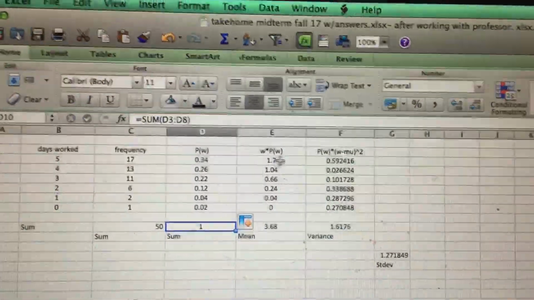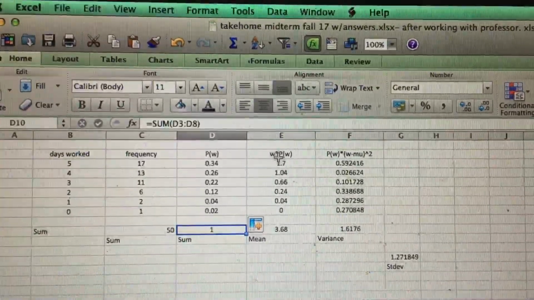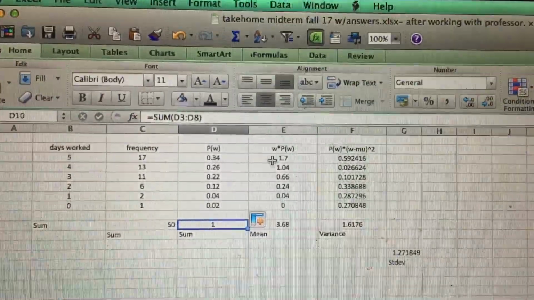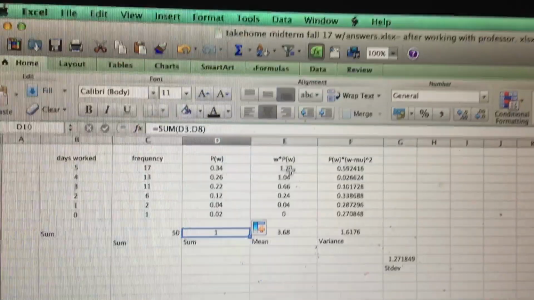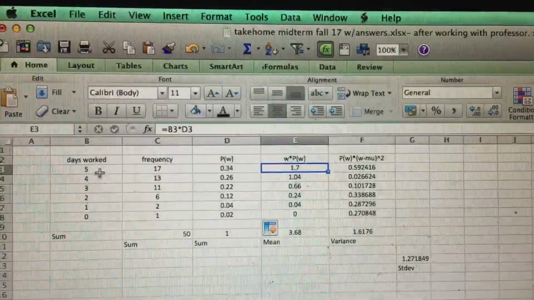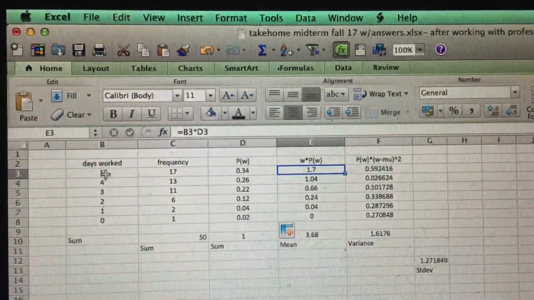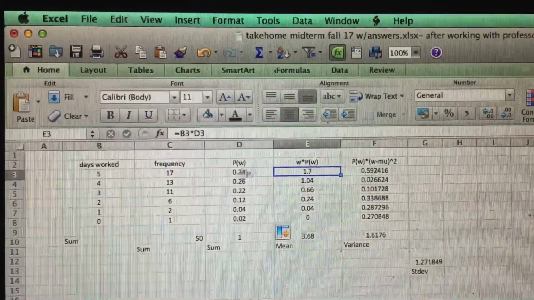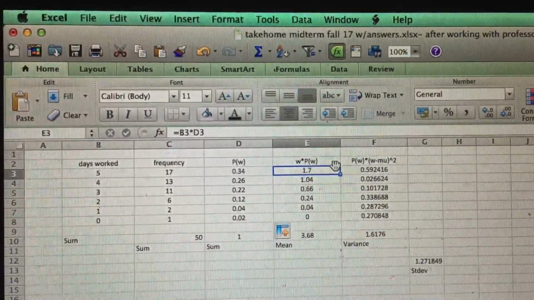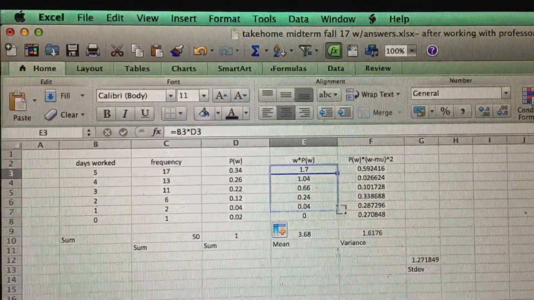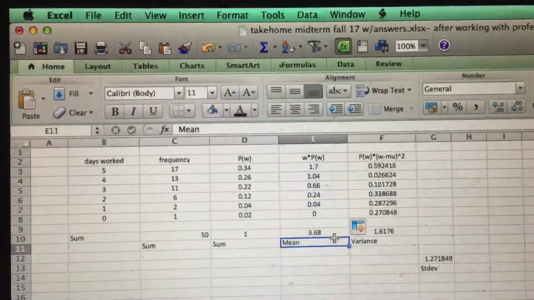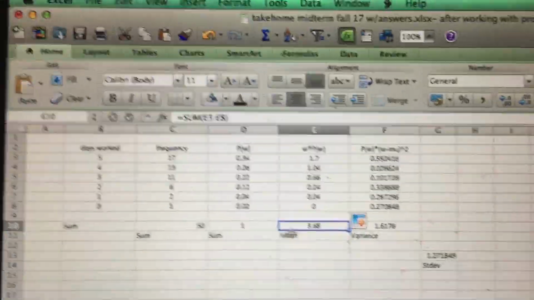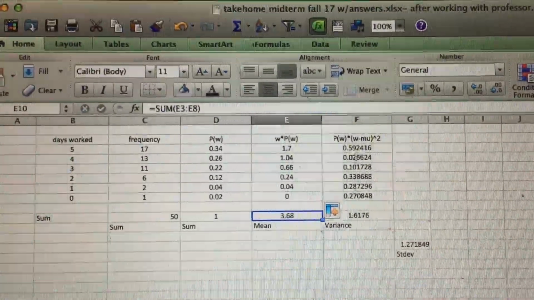Now this one on this side says the day's work times the probability of W. So you're going to take this day's work, which is B3, and multiply it by this one here, D3. Once you do that, you can drag down. Mine came out to 3.68 for this. This total here is your mean, and that's going to be necessary for this next part.